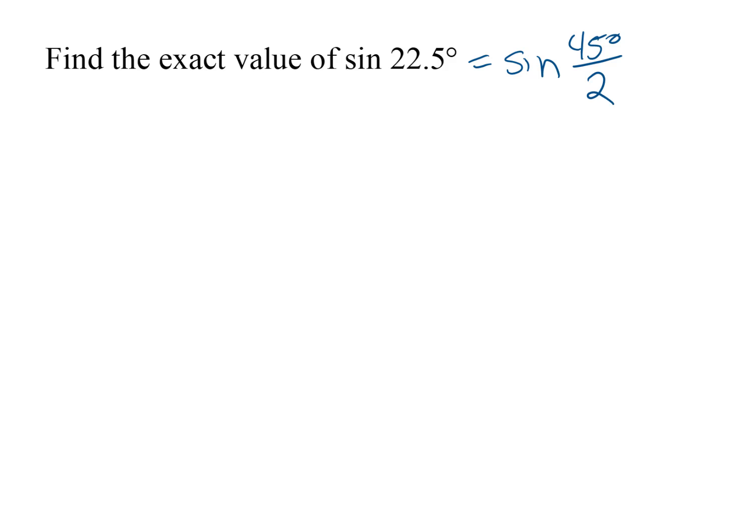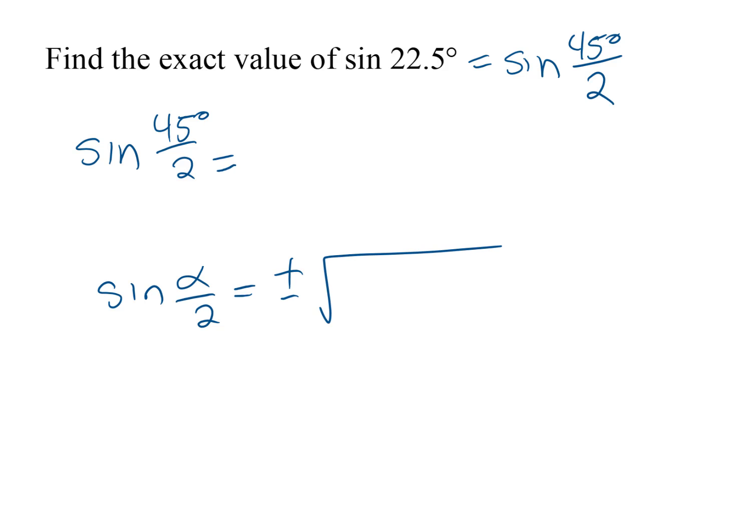Now we're going to use the half angle formula. So sine of 45 degrees over 2 equals... in the half angle formula, I'm going to actually write the half angle formula first. So sine of angle over 2 is plus or minus the square root of 1 minus cosine of alpha over 2. So the plus or minus does not go in the answer.